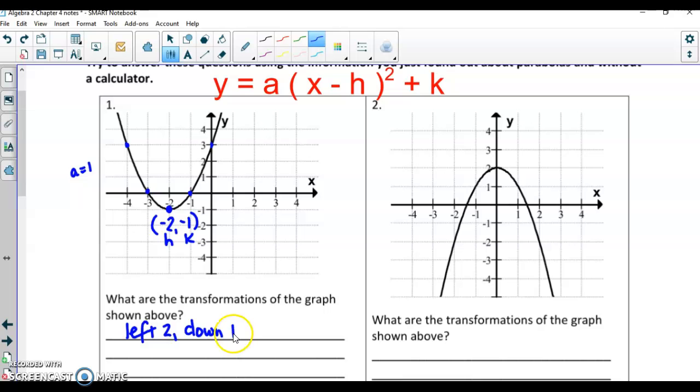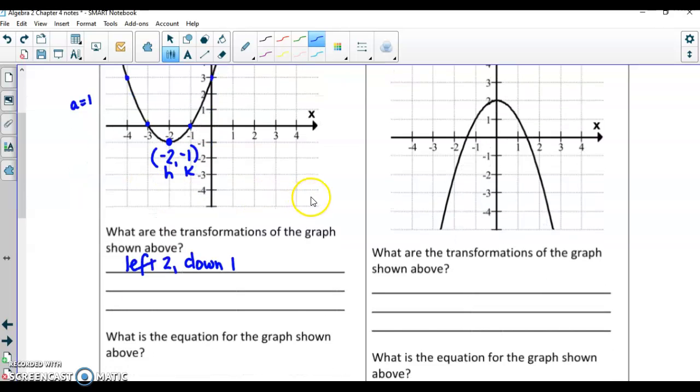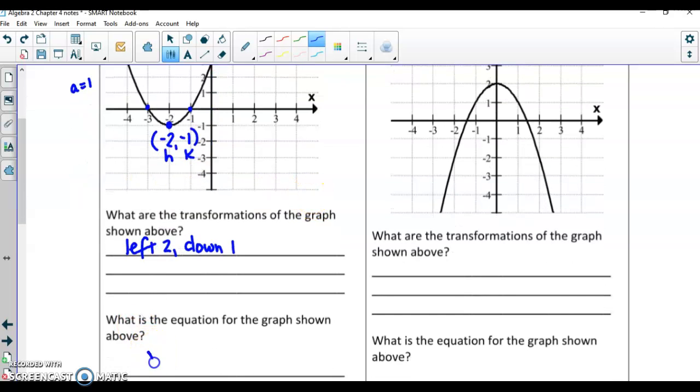When I write my equation, I just substitute in H is -2, K is -1 into my equation. A is 1 because it's the regular looking parabola shape. So when I substitute in, y is x minus my H value of -2, so minus negative is plus. So x plus 2 quantity squared minus 1.